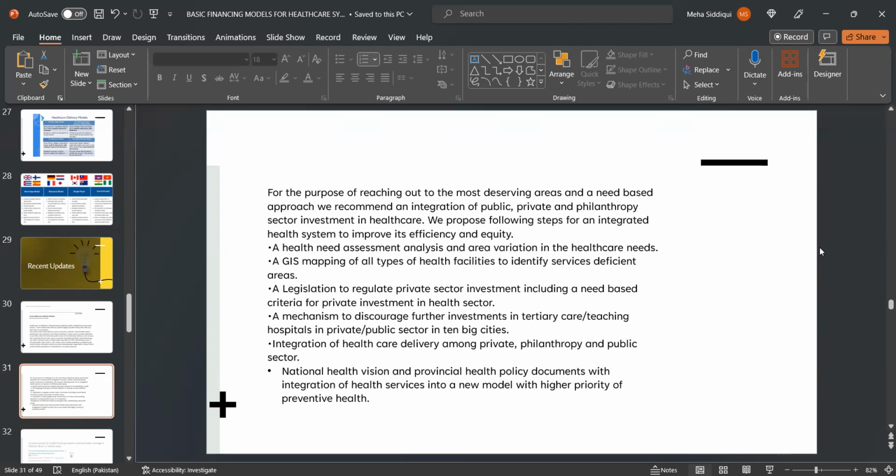So we propose the following steps for an integrated health system to improve its efficiency and quality. A health need assessment analysis and area variation in the healthcare needs, a GIS mapping of all types of health facilities to identify service-deficient areas, a legislation to regulate private sector investment, including a need-based criteria for private investment in the health sector, a mechanism to discourage further investments in tertiary care teaching hospitals in private and public sector in 10 big cities, integration of healthcare delivery among private, philanthropy, and public sector, a national health vision, and provincial health policy documents with integration of health services into a new model with a higher priority of preventive health.